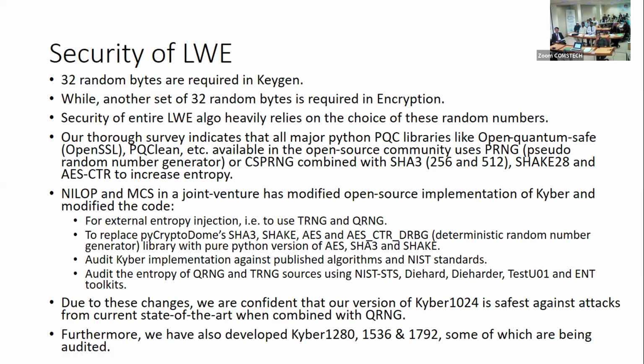Secondly, instead of using libraries which may be compromised because they are not developed by us, like SHA-3, SHAKE, AES, and AES-CTR DRBG, a deterministic random bit generator used in the standard pushed on us by NIST, we have replaced those functions with our own in-house developed functions.